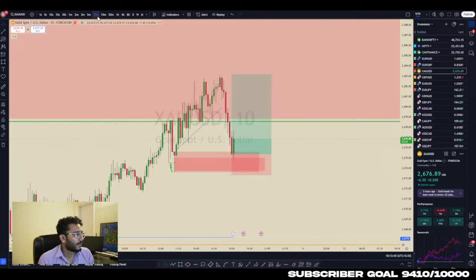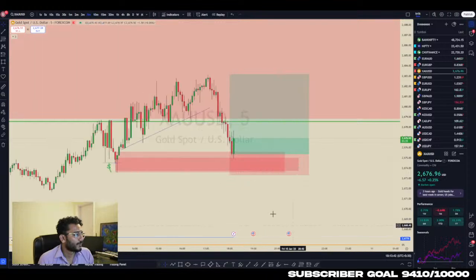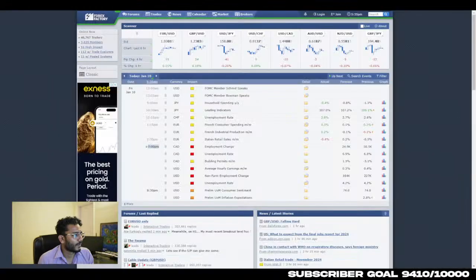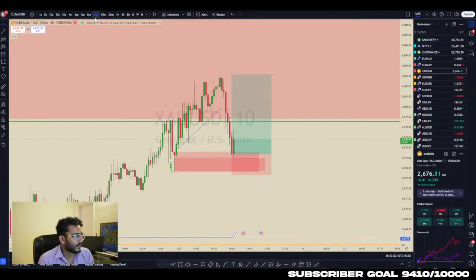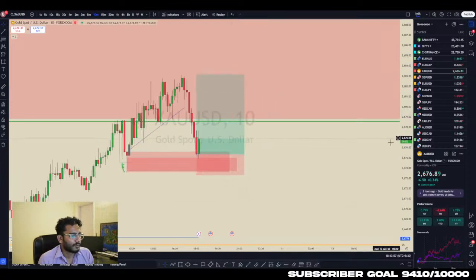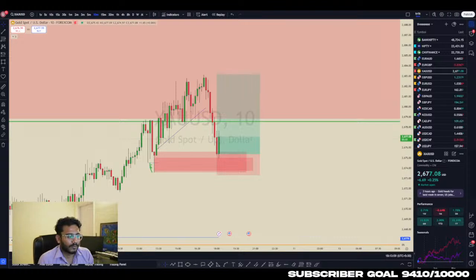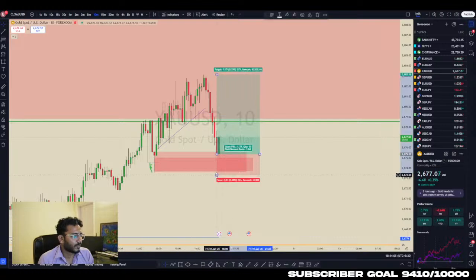So as soon as price hits like 1:1, get at least 30%, like exit 30% of your position and then hold the trade for the next high. So this is how I do the risk management. Stop loss will be below this low. Okay, stop loss will be below this low.